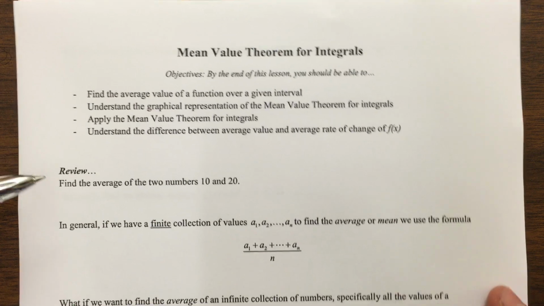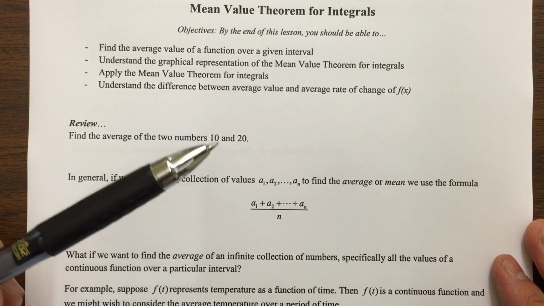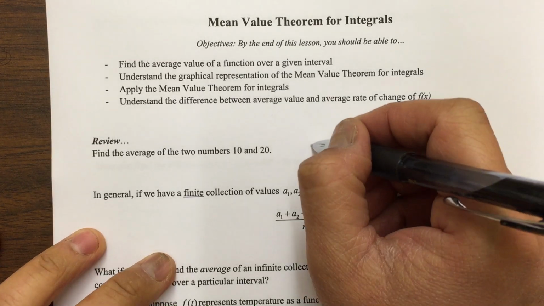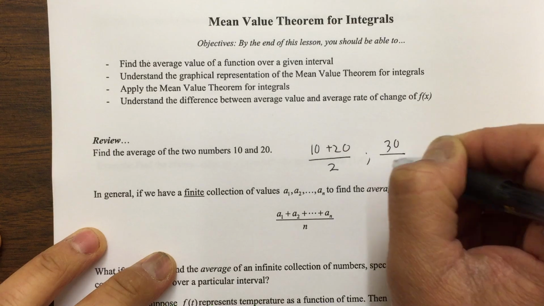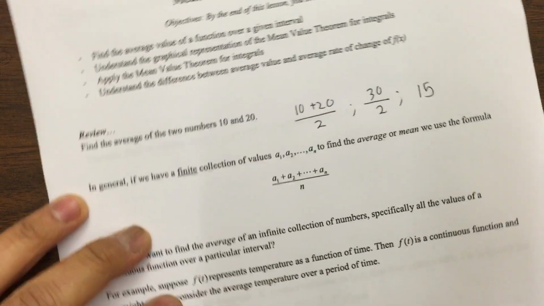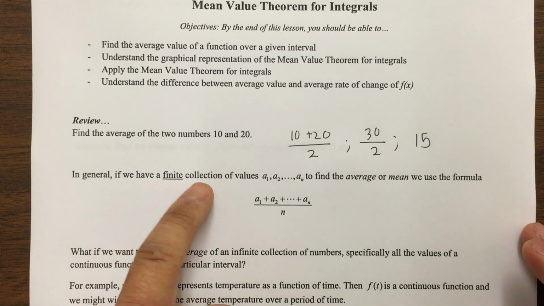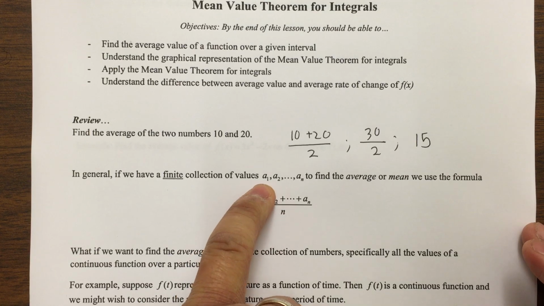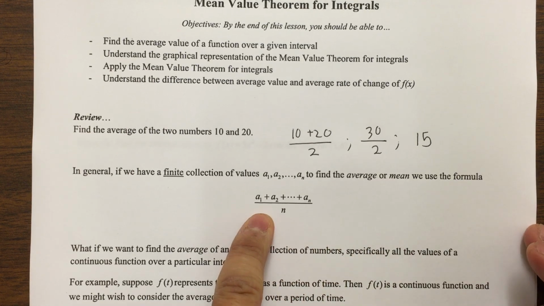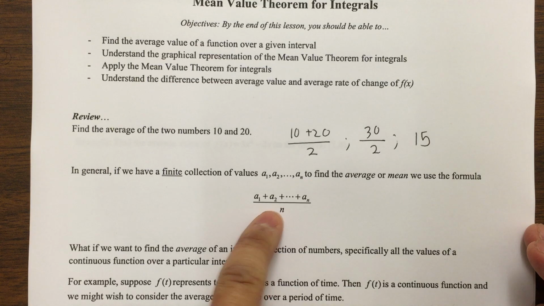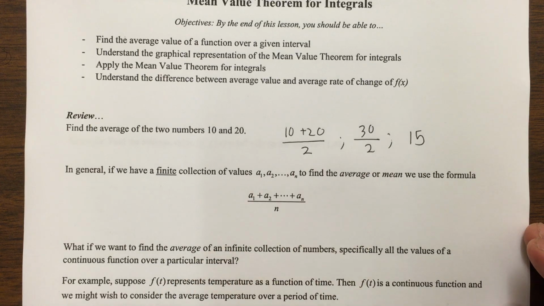Okay, so first, let's look at an easy average problem. Find the average for two numbers, 10 and 20. To find the average for two numbers, we add those two numbers up, and because there are only two numbers, we divide by 2. So we get 30 divided by 2, which gives us 15, and that would be the average for 10 and 20. Now, in general, if we have a finite collection of values from a1 through an, then to find the average, or the mean, we use the following formula: we add all those values up, and then we divide by the number of items, which in this case is represented by the letter n. And that gives us an average.